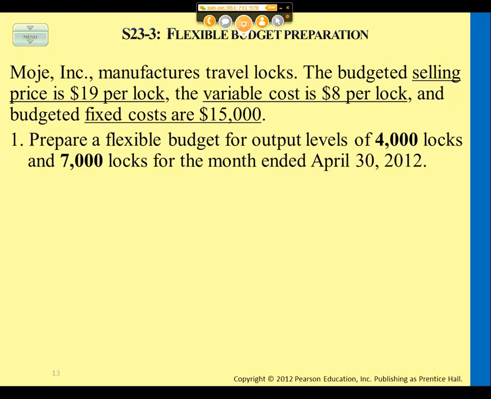So the budget selling price is $19 per lock. Variable cost is $8 per lock. Budgeted fixed costs are $15,000. And we want to prepare a flexible budget for output levels of 4,000 locks and 7,000 locks for the month ended April 30th, 2012. So we're going to look at the budget, right? That's going to have two output levels. One is going to be at 4,000. The other one is at 7,000.